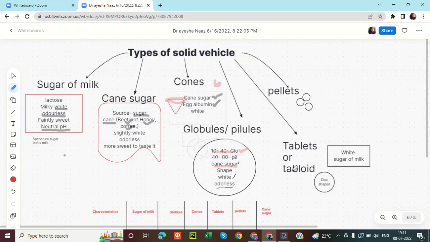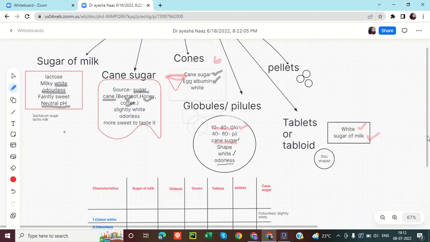Next come to tabloid or tablets. Tablets or tabloid are also known as discoid because of its disc shape. The color of this is white, though there are other colors also available, but we don't ideally use other colors of tablets in homeopathy. It is prepared from sugar of milk, hence it is not that sweet. The taste is the same as sugar of milk. Pellets are this spherical round shaped vehicle.